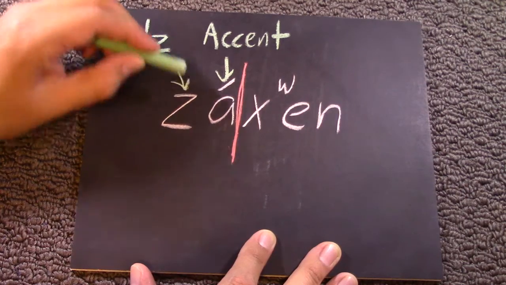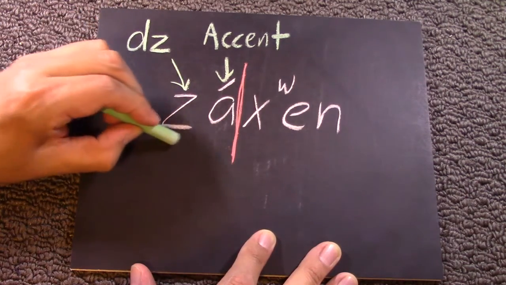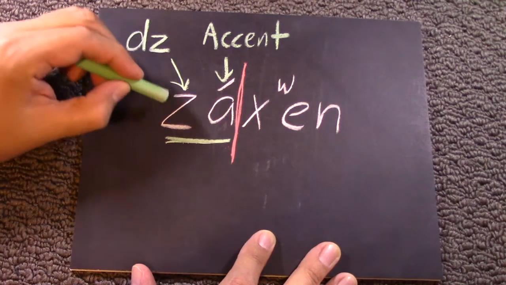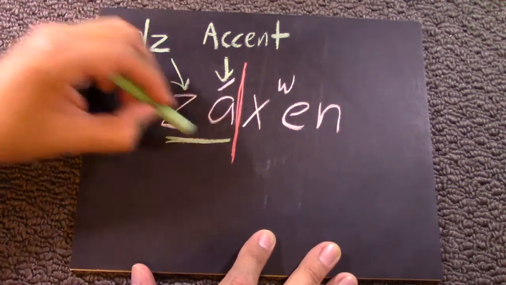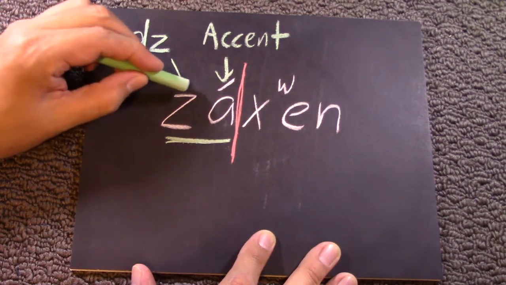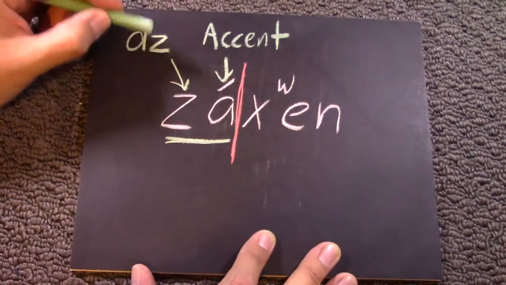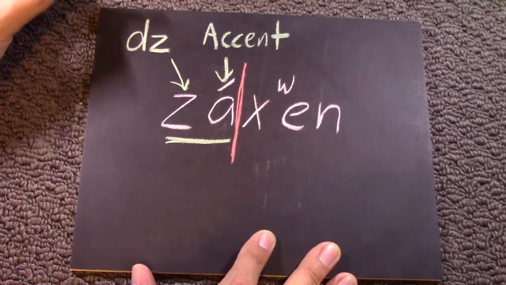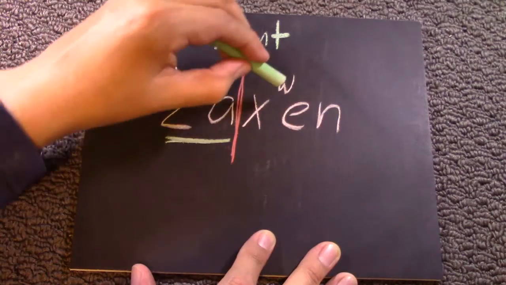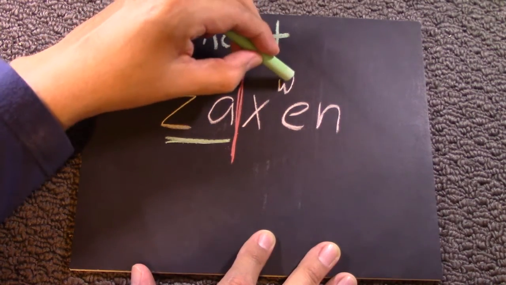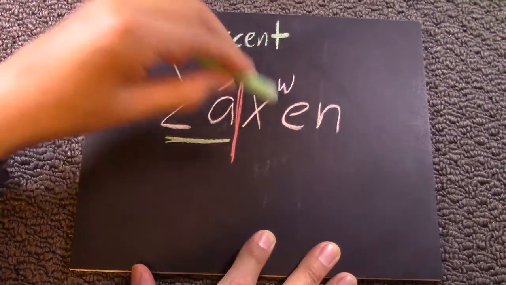So since this A is with the Z, they create a syllable, and this tells us we're going to put more emphasis on this first syllable. It's going to be a higher tone. So we're going to say zaxwen. So the first syllable is going to be more emphasized than the second one. Then we have the X here, which sounds like h. And the W tells us that it's rounded.